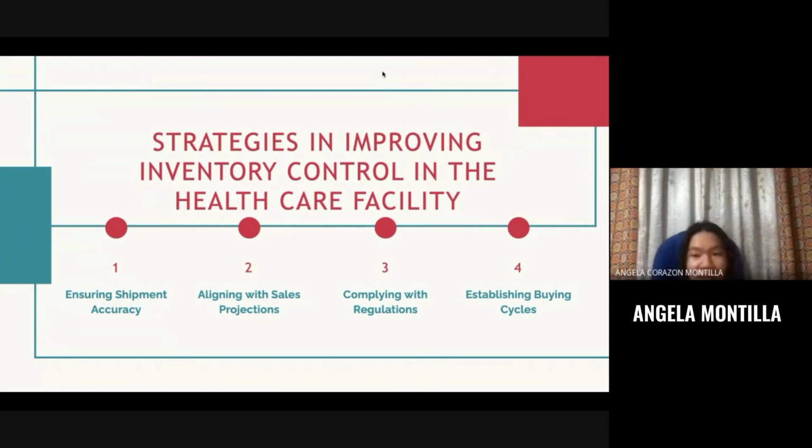The last is establishing buying cycles. Buying cycles should be determined and understood by inventory personnel based on the previous cycles so that inventory ordering becomes manageable through the elimination of shortages and overages. The said cycles determine the trends and adjustments that can be made accordingly.